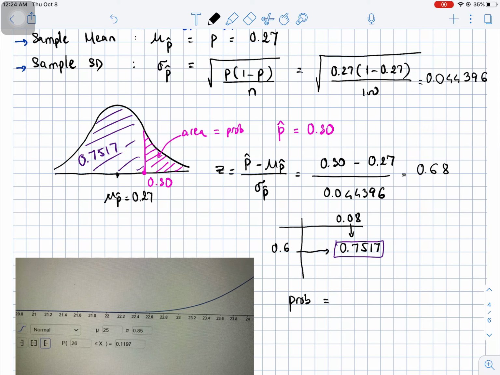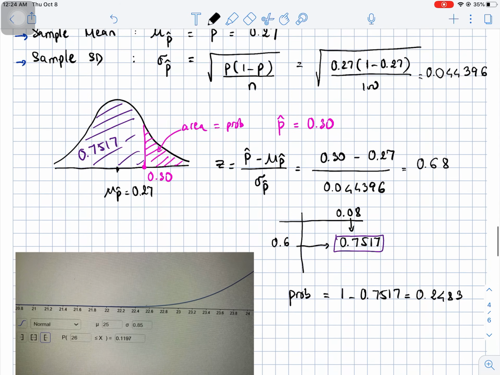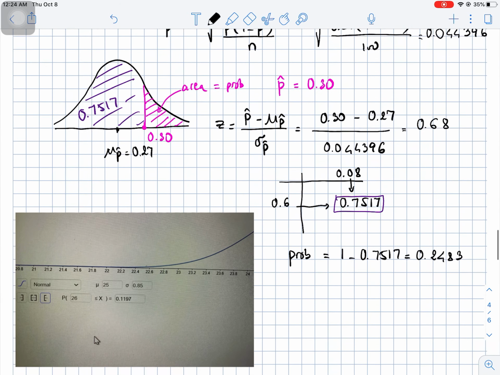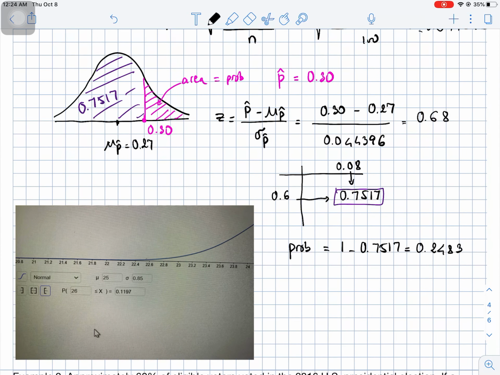But we want to find the one on the right side. Then the answer for the probability that it is greater than 0.30 is we subtract from 1. And we get the answer 0.248.